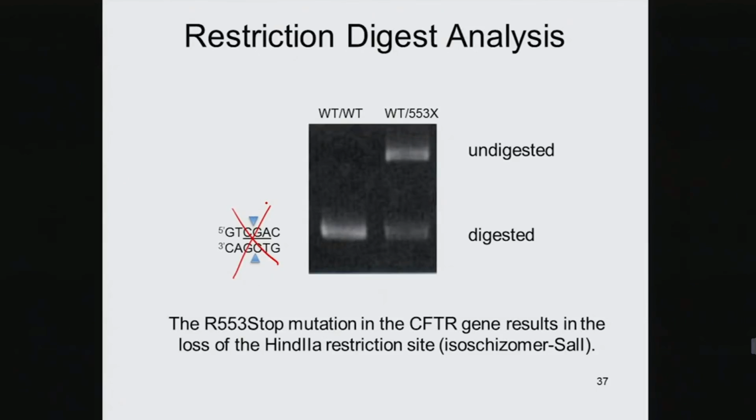What would you see for somebody who was homozygous for the mutation? So if we had 553X and 553X, and we treated it with HinII, what would you expect to see on this gel? How many say all undigested? Yeah, so you probably just see something over here. So this is how they initially diagnosed this mutation in the CFTR gene. Okay? So you can apply it clinically and figure out if somebody is a carrier or actually expressing the disease.